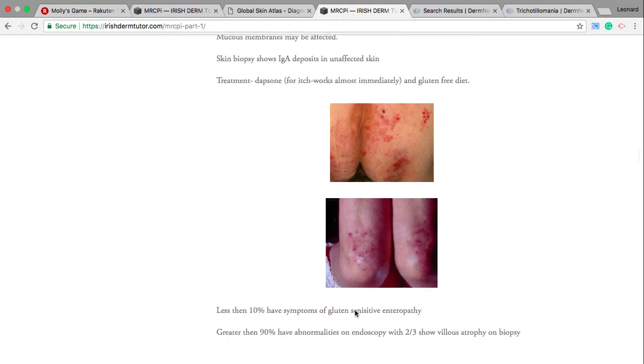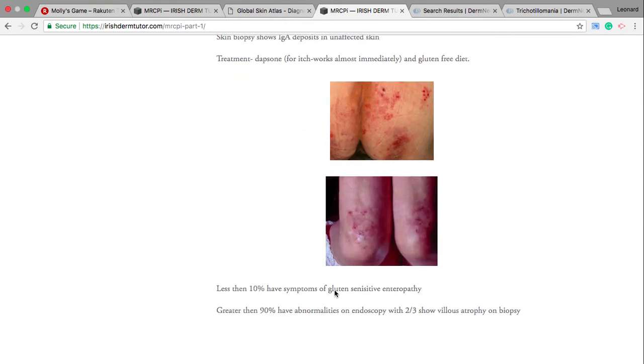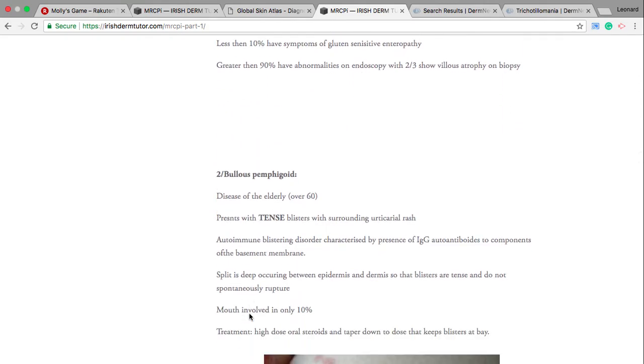Now, as I said, they often actually don't have a gluten sensitive enteropathy, and actually only about 10% of patients have symptoms, but greater than 90% will have abnormalities on endoscopy, and two-thirds will show villus atrophy on biopsy. So now moving on to the next one.